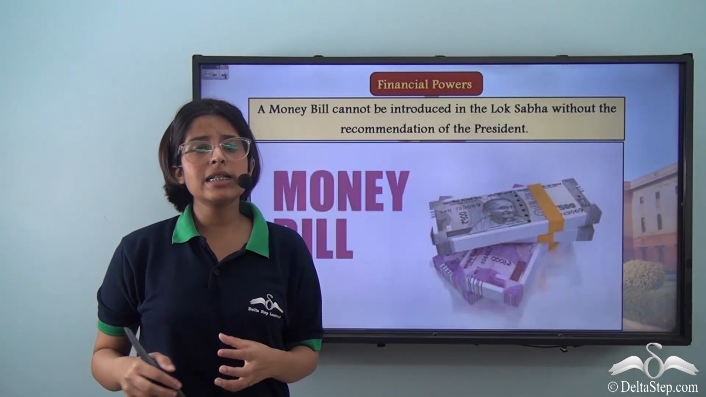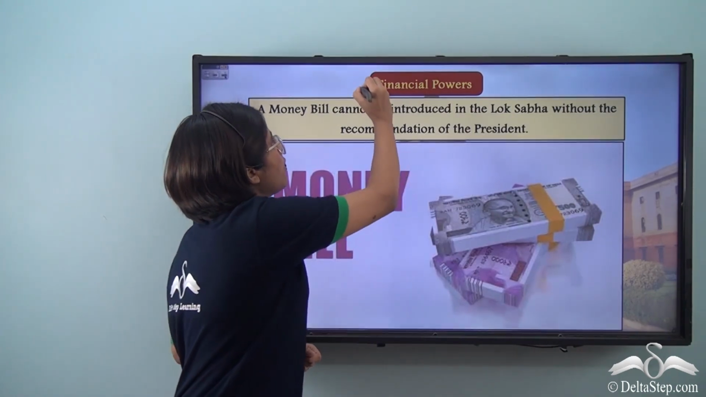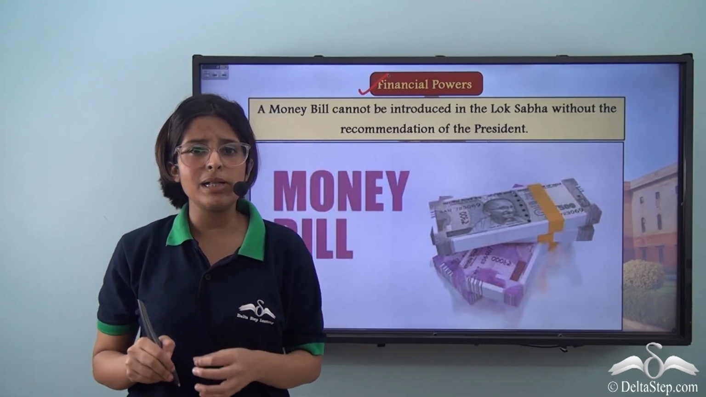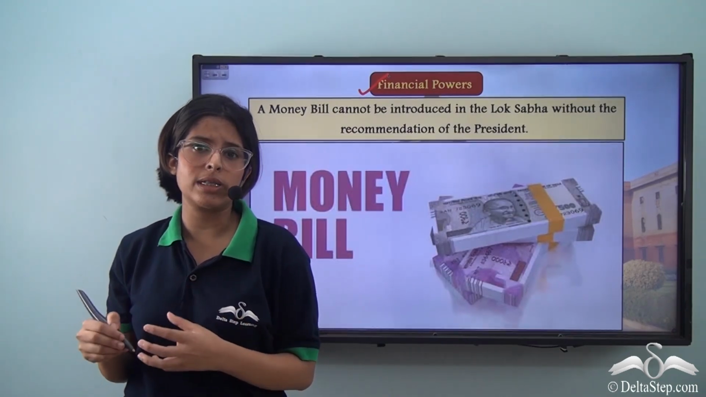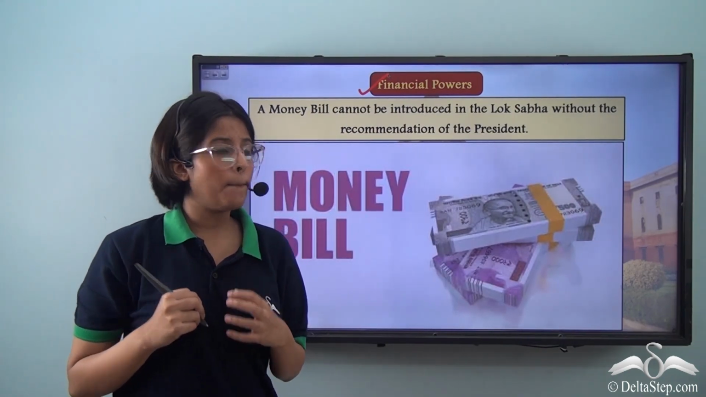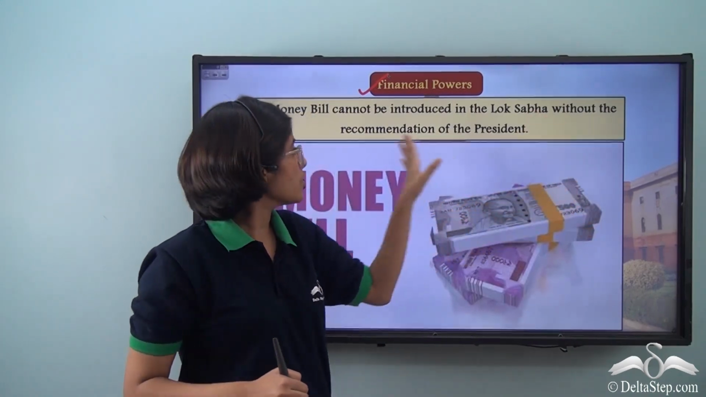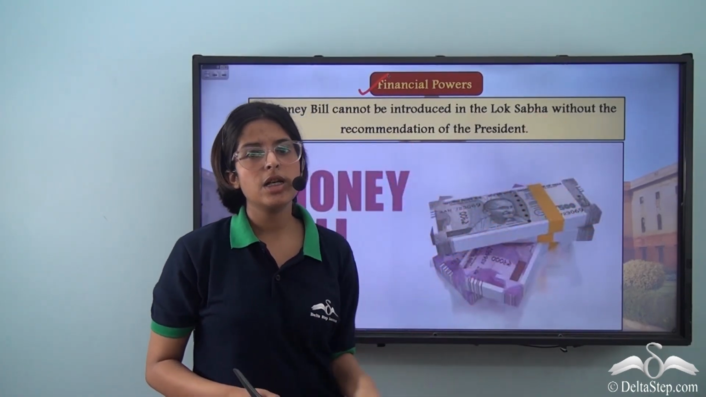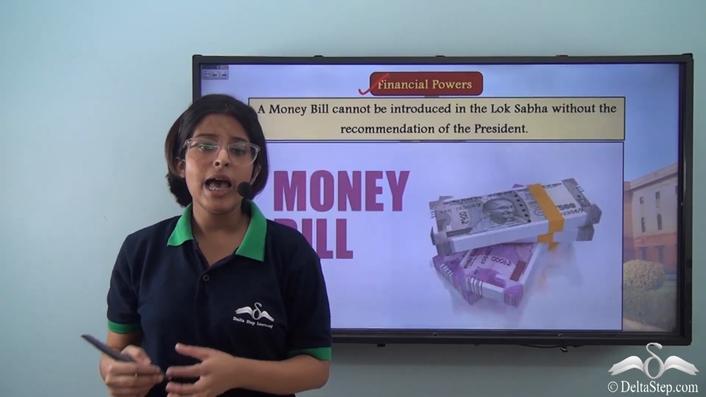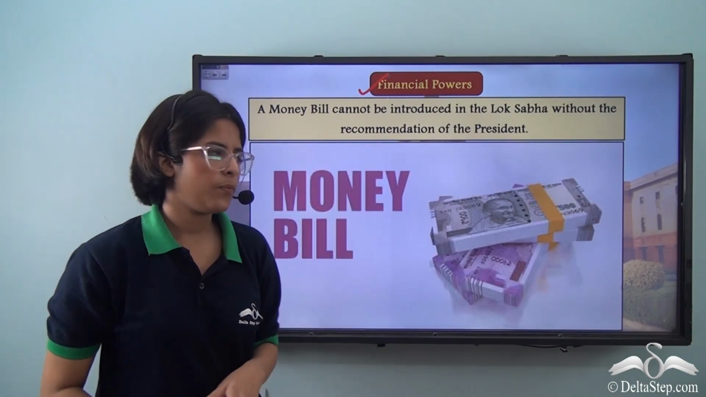Now that we've discussed the legislative powers and the executive powers, let us talk about the financial powers of the President. We know that money bills can be passed only in the Lok Sabha. It can be only introduced as well in the Lok Sabha. But a money bill cannot be introduced in the Lok Sabha without the recommendation of the President. So the need is there for recommendation by the President, and only then can a money bill be introduced in the Lok Sabha.